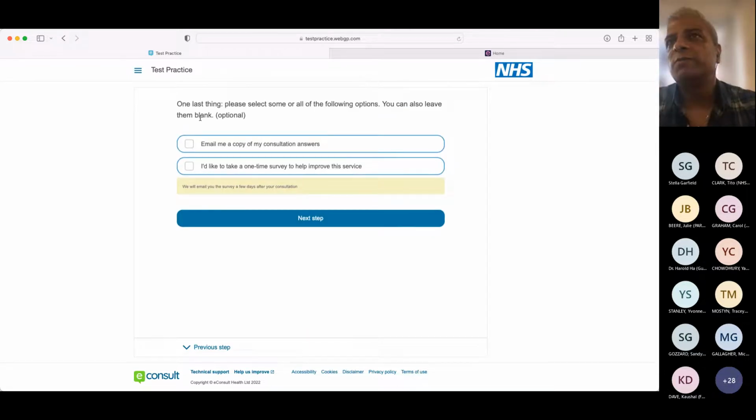And the last part of the consultation from a patient perspective is just a couple of options that they have. They can have an option of having their consultation answers emailed to them, just for their own records, and they can opt into a one-time survey. And that survey is sent via a link to them 7 days after they submit the consultation. About 12% of patients complete that survey, and that information is then aggregated, anonymized, and shared back with the practices on a monthly basis.